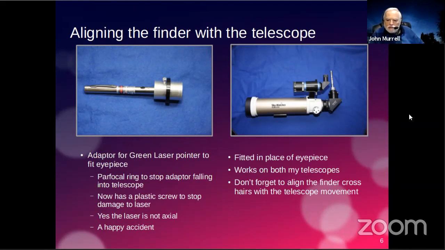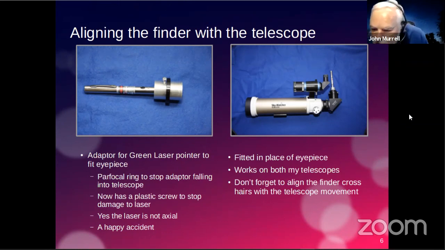What it does, and I've tried to photograph it and never really succeeded, is the top left picture shows an adapter I made, which has a green laser pointer in it with a hole drilled through the adapter. It doesn't show very well there, but there's a hole right the way through the adapter and the black ring stops it going too far into the eyepiece.